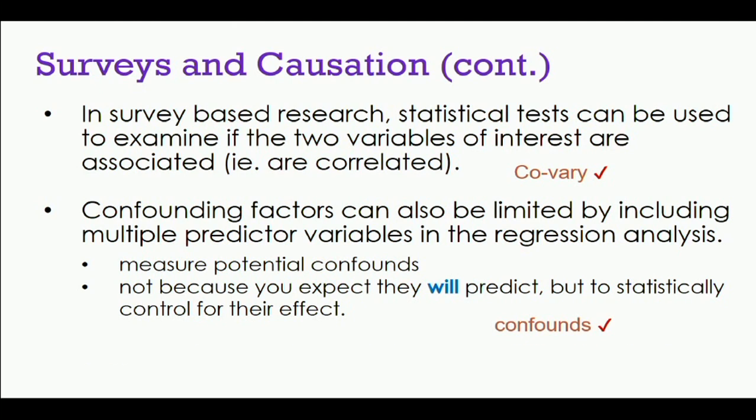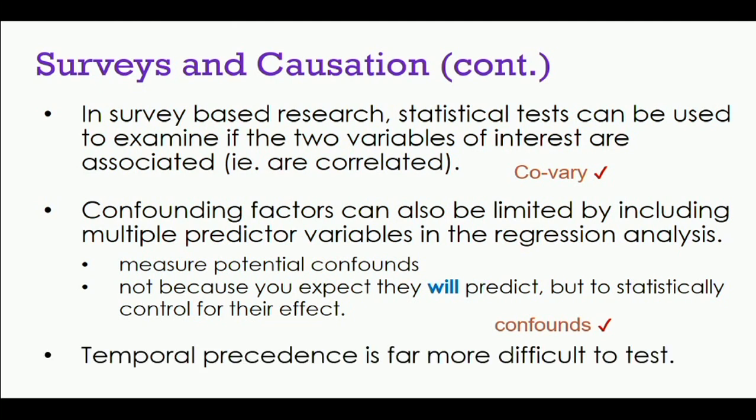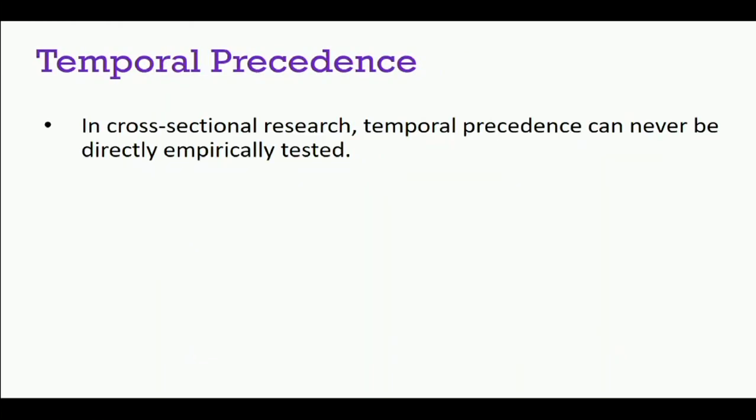The problem, though, is this temporal precedence. That's actually a lot harder to test because you can measure two events, and if you're measuring them at the same time, you can't establish temporal precedence. So often you need to reach back further in time and measure something ahead of time and then see whether it predicts an outcome in the future. So in cross-sectional research, temporal precedence can never be directly empirically tested.